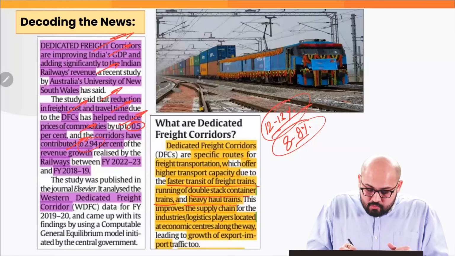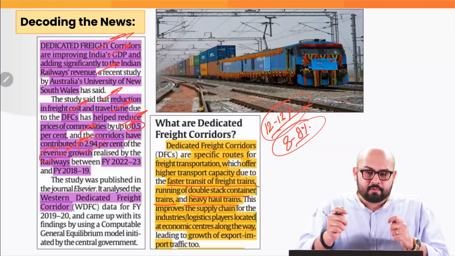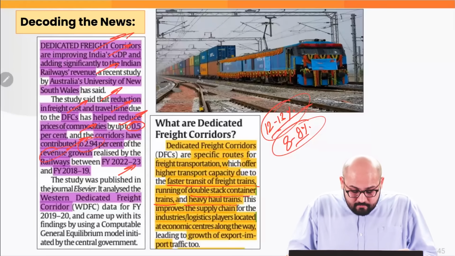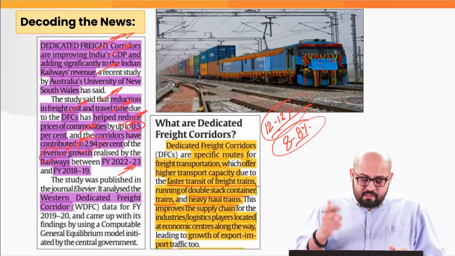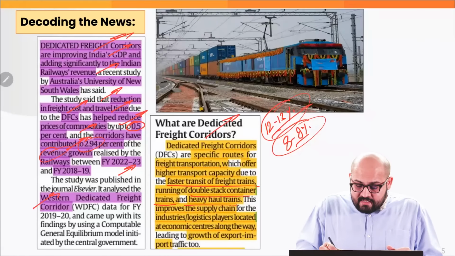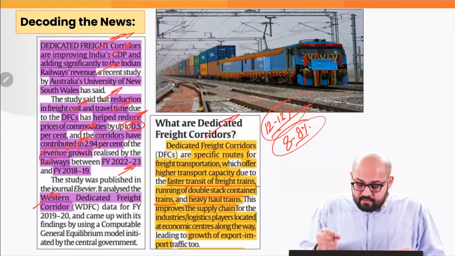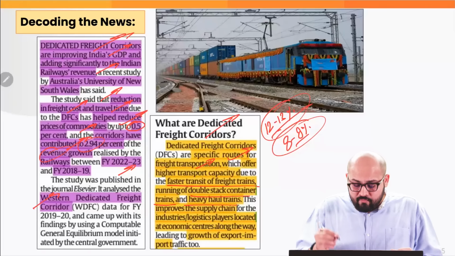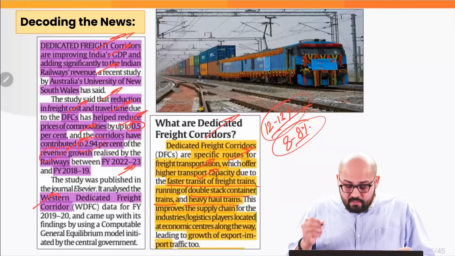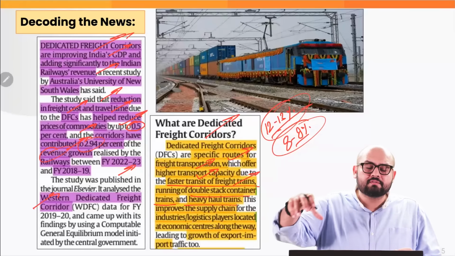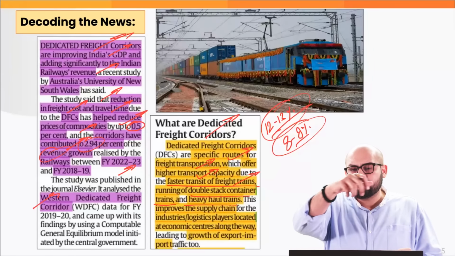Corridors have contributed 2.94% when we talk about the revenue growth in the railways, if we talk about the time period from 2018-19 till 2022-23. Now, the study was with respect to the Western Dedicated Freight Corridor, right? Now, what are these dedicated freight corridors, right? These are specific routes for freight transportation which offer higher transport capacity due to faster transit of freight trains, right? So you have specific routes which are designated for these freight trains.